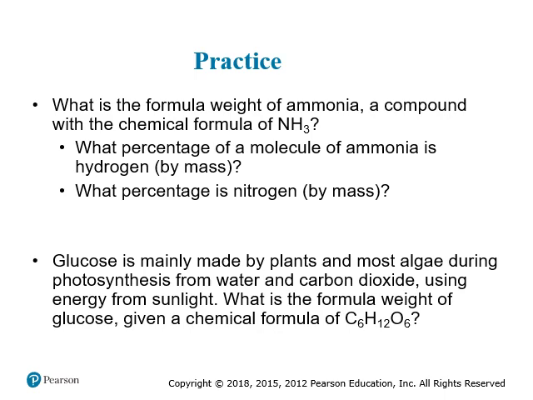And finally, glucose is mainly made by plants and most algae during photosynthesis from water and carbon dioxide using energy from sunlight. What is the formula weight of glucose, given that its chemical formula is C6H12O6?